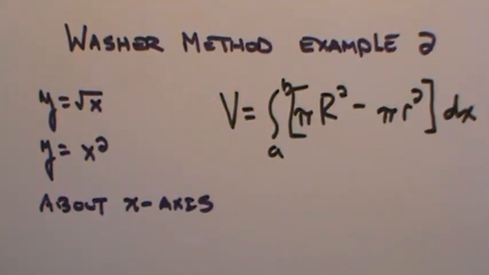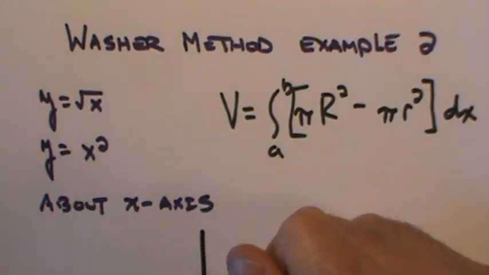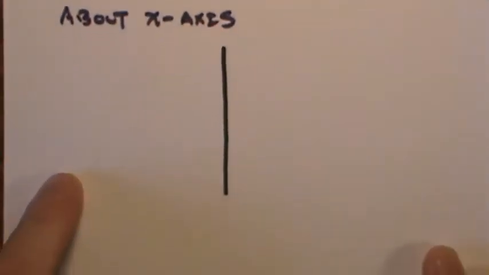Example 2 of the washer method. In this example we have two functions, y equals square root x and y equals x squared, that we want to revolve about the x-axis. Here's our generic formula. As I begin this problem, I probably should graph it so I understand what I'm looking at.